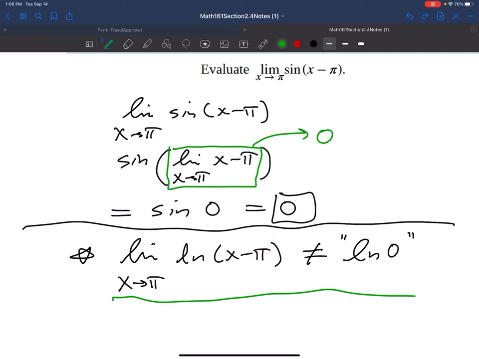Most of your problems where you have inner and outer functions are going to be ones where you can just evaluate the limit inside, get some sort of value, and then just plug that value in. So you basically slide the limit inside, like I did here in the example.